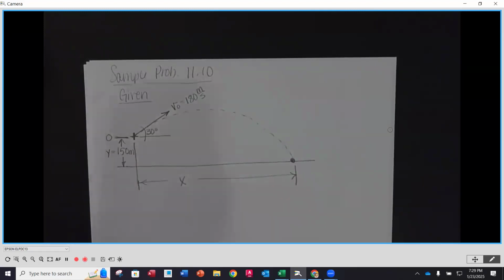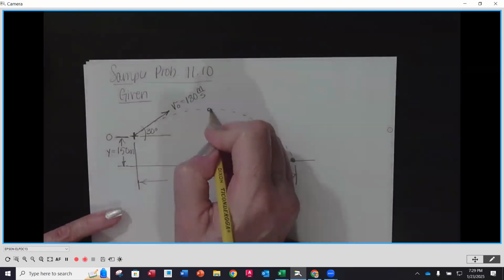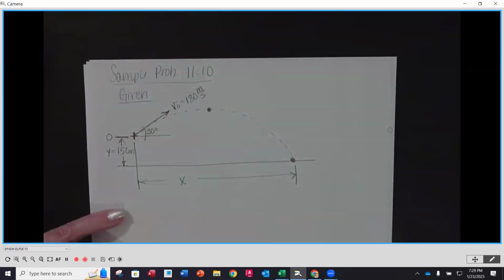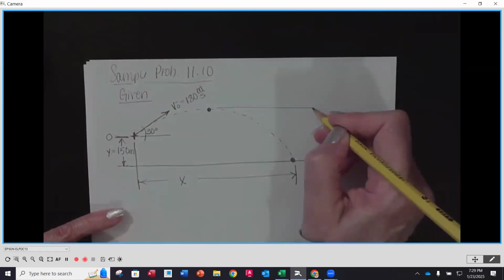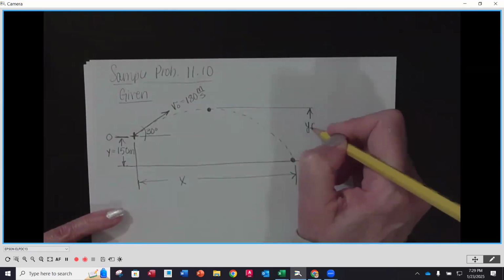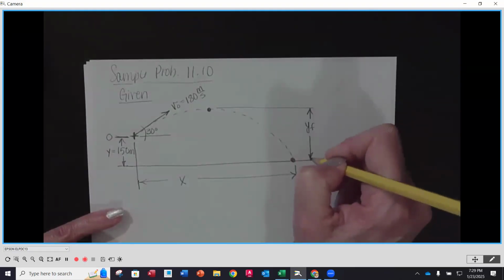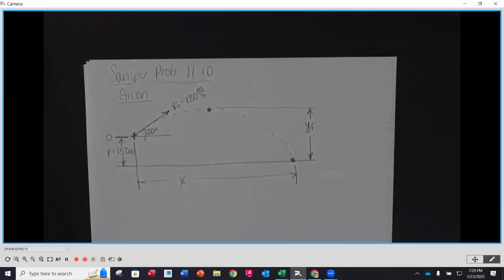Now, something that the problem wants to know, at the top, at its highest elevation, okay? I'm going to draw a little dimension out here. What is that highest point? I'm going to call that YF, okay? That's going to be its highest elevation.